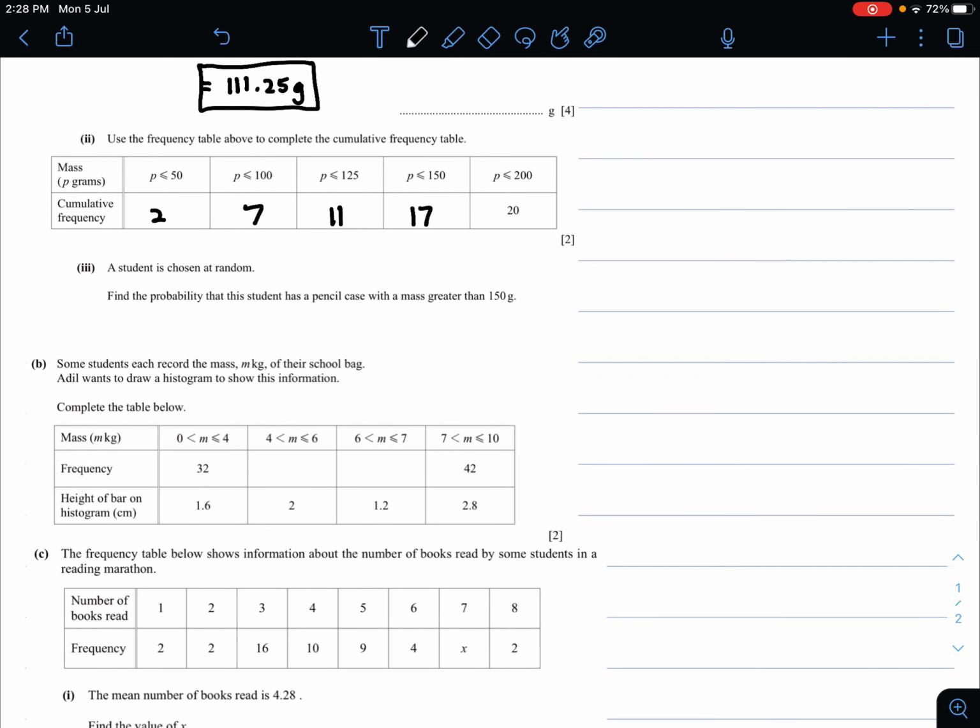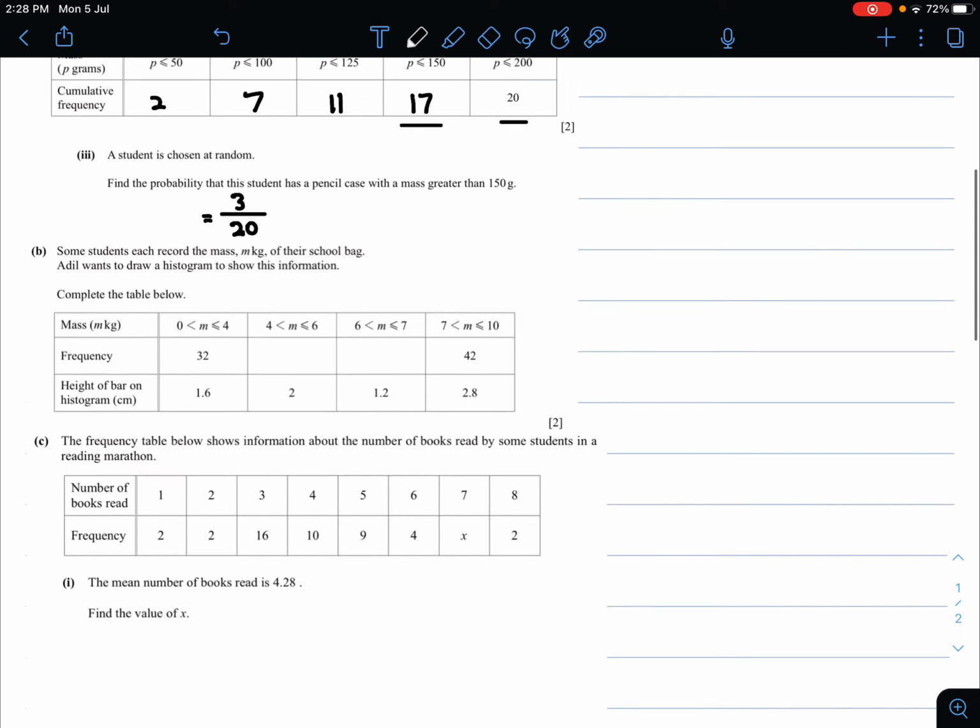A student is chosen at random. Find the probability that the student has a pencil case with a mass greater than 50. So less than 50 is 17, as we calculated right here. So greater than 50 would be the difference between 20 and 17, because 20 is the total. So that would be 3 divided by the total number of students, that is 20, leaving us with the final answer as 3 by 20.